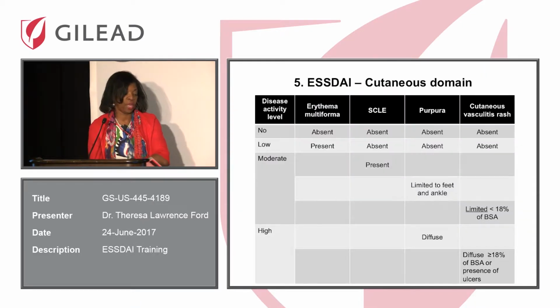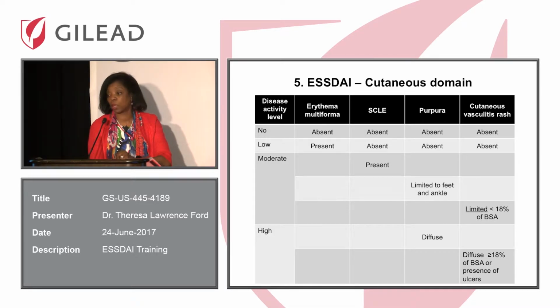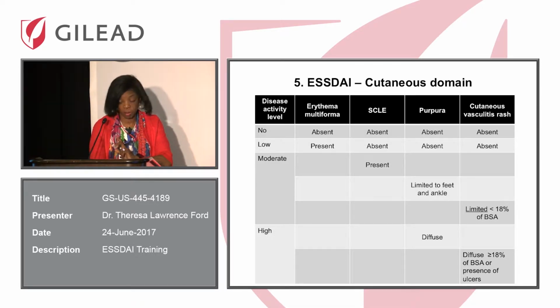So looking at our graph, no disease activity, none of those. Low would be the presence of erythema multiforme. That's the only one in that area. Moderate would be SCLE or purpura limited to the feet and ankle, and/or limited to less than 18% of body surface area with a cutaneous vasculitic rash. High would be either diffuse purpura or greater than 18% of body surface area, or the presence of ulcers.